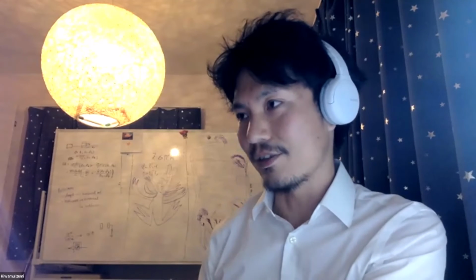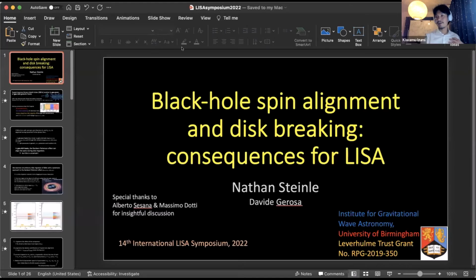So the next speaker is Nathan Stanley from the University of Birmingham. He's going to talk about the Bardeen-Petterson effect and its consequences for LISA observations of supermassive black hole binary spin orientations. So Nathan, would you be able to proceed?